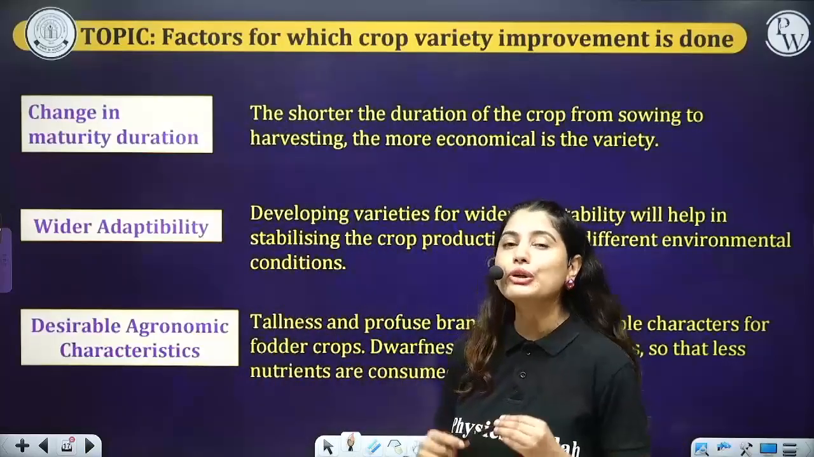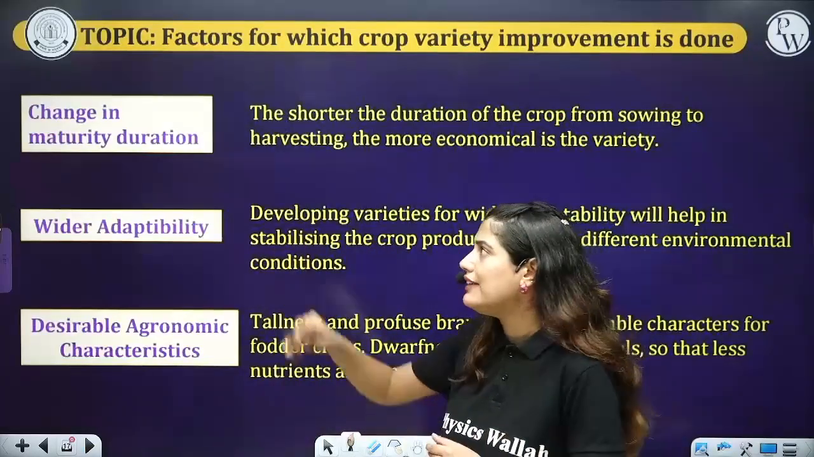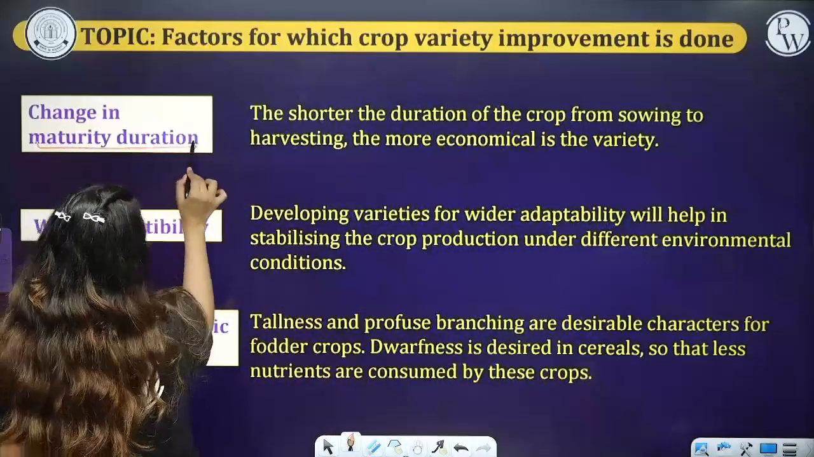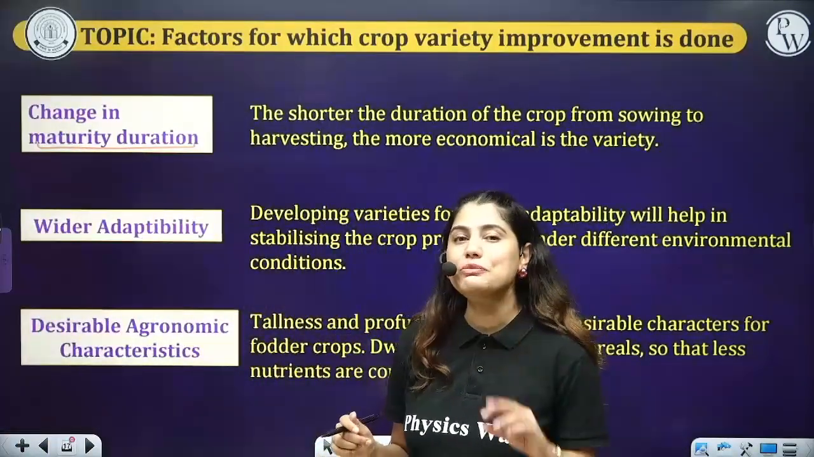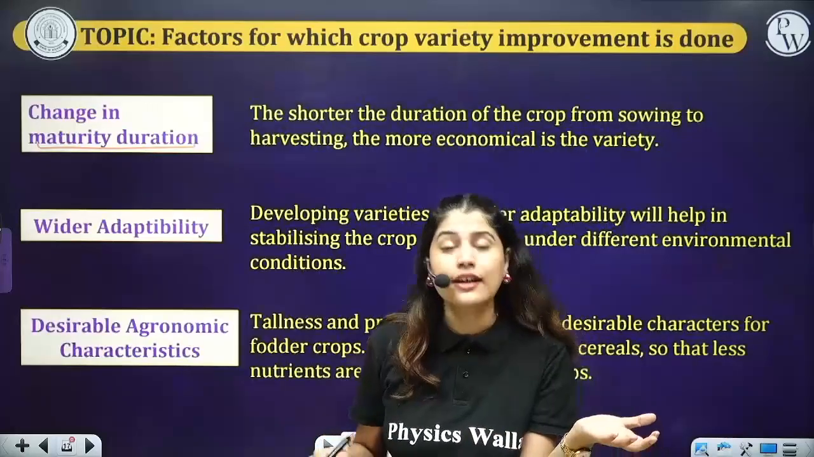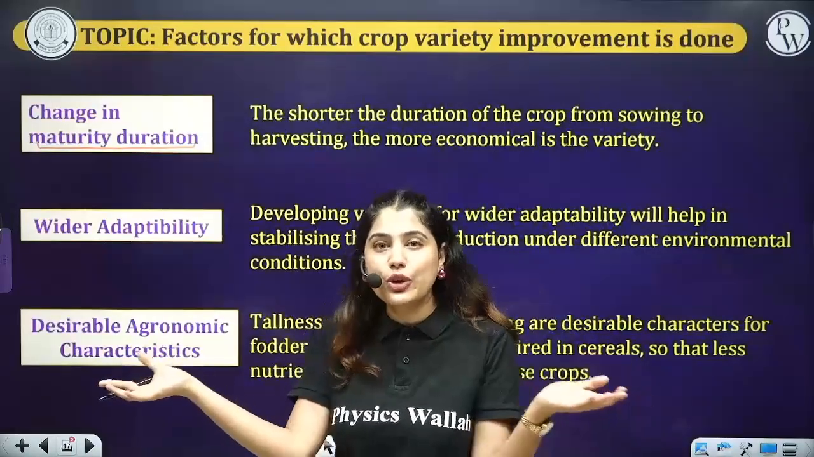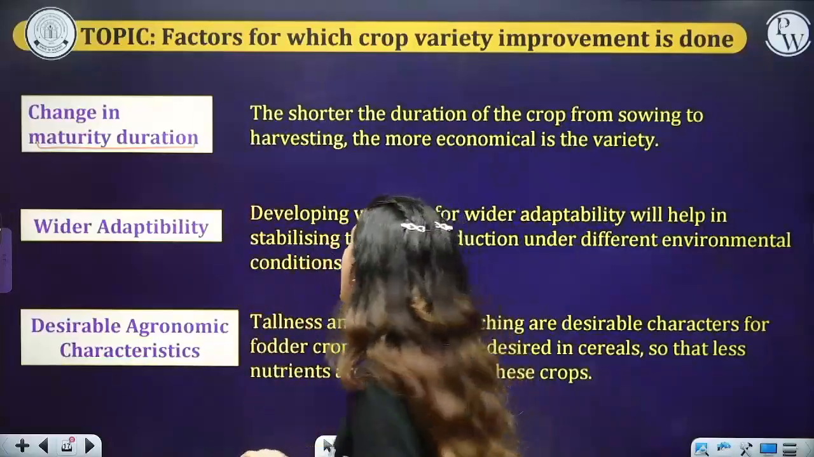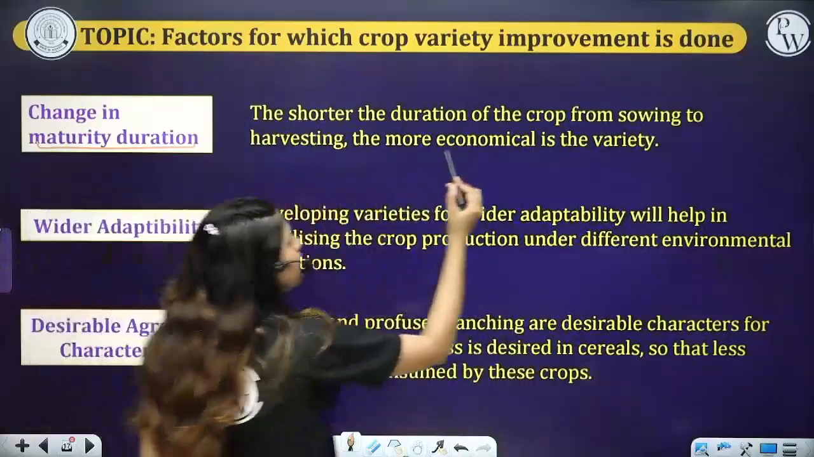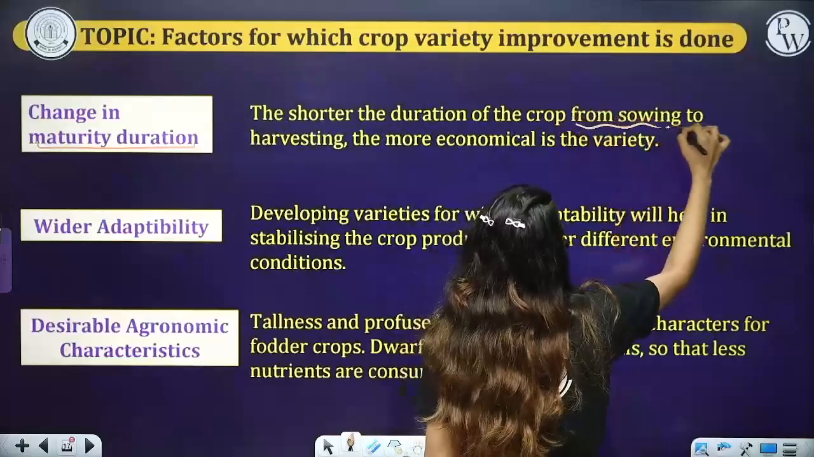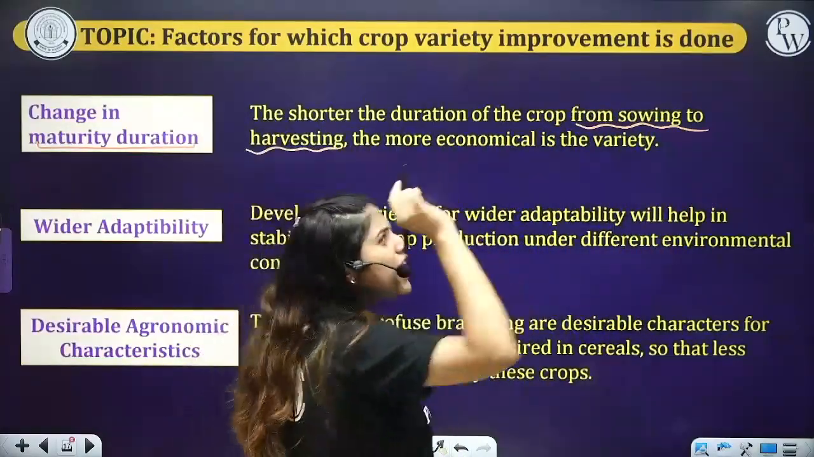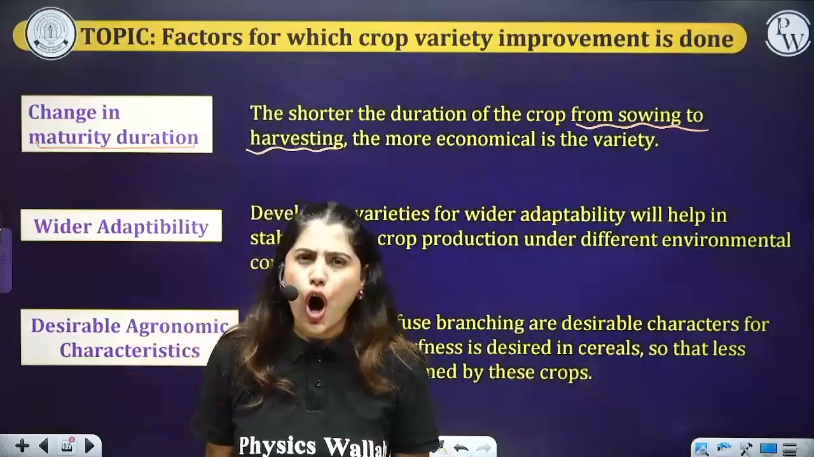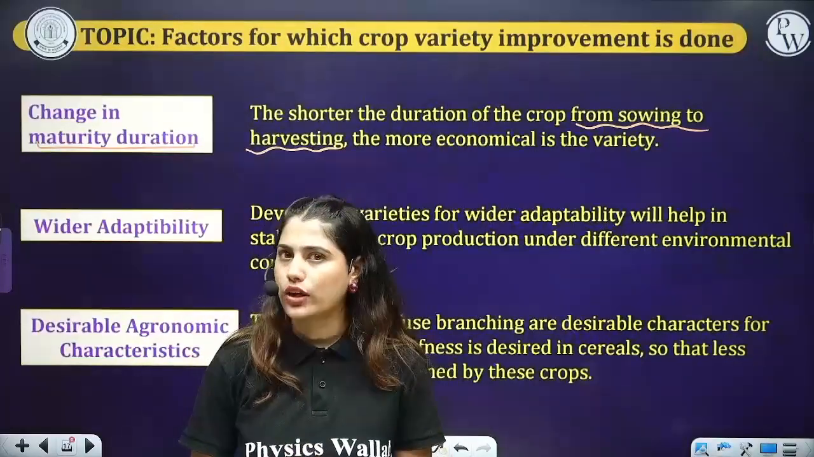So now, for what factors are we improving the crop variety? We have change in maturity duration. Now, what is this maturity duration? Maturity duration means the duration from the sowing till harvesting. The duration between the sowing and harvesting is called maturity duration. So we can say the duration from the sowing to the harvesting. Now, what do you think? If this duration is less, then it's good, or if the duration is more, then it is good?